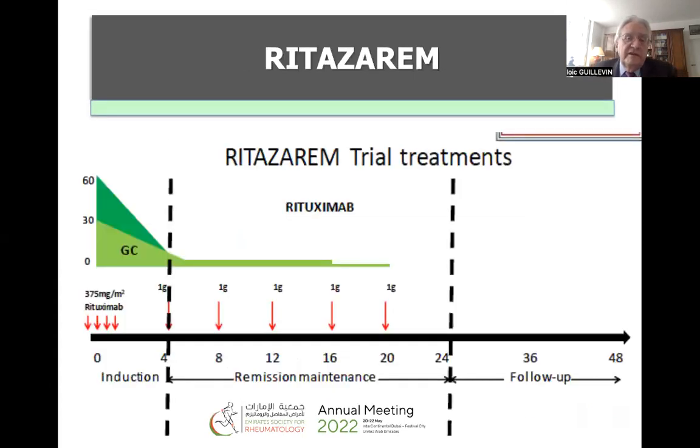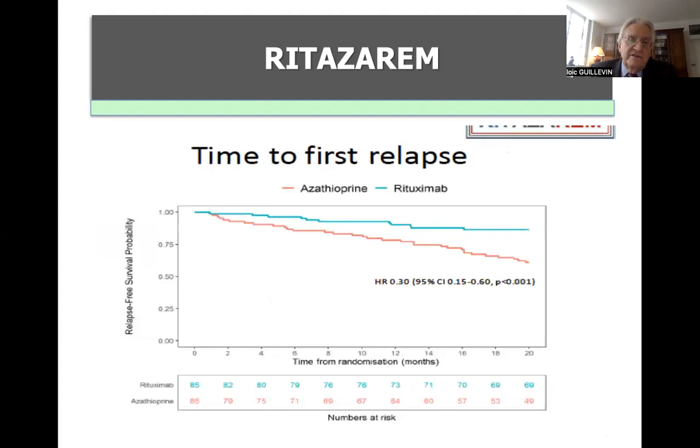The American and European group has also promoted a trial which is very similar to the MAINRITSAN trial called RITAZAREM, with some differences. The first difference is the inclusion. The patients are more severe than in MAINRITSAN trial, and they already have relapsed. And they received a very high dose of rituximab, 1 gram every 4 months. And the results are shown here. There is a difference between the rituximab group and the azathioprine group, but it is not really a surprise.